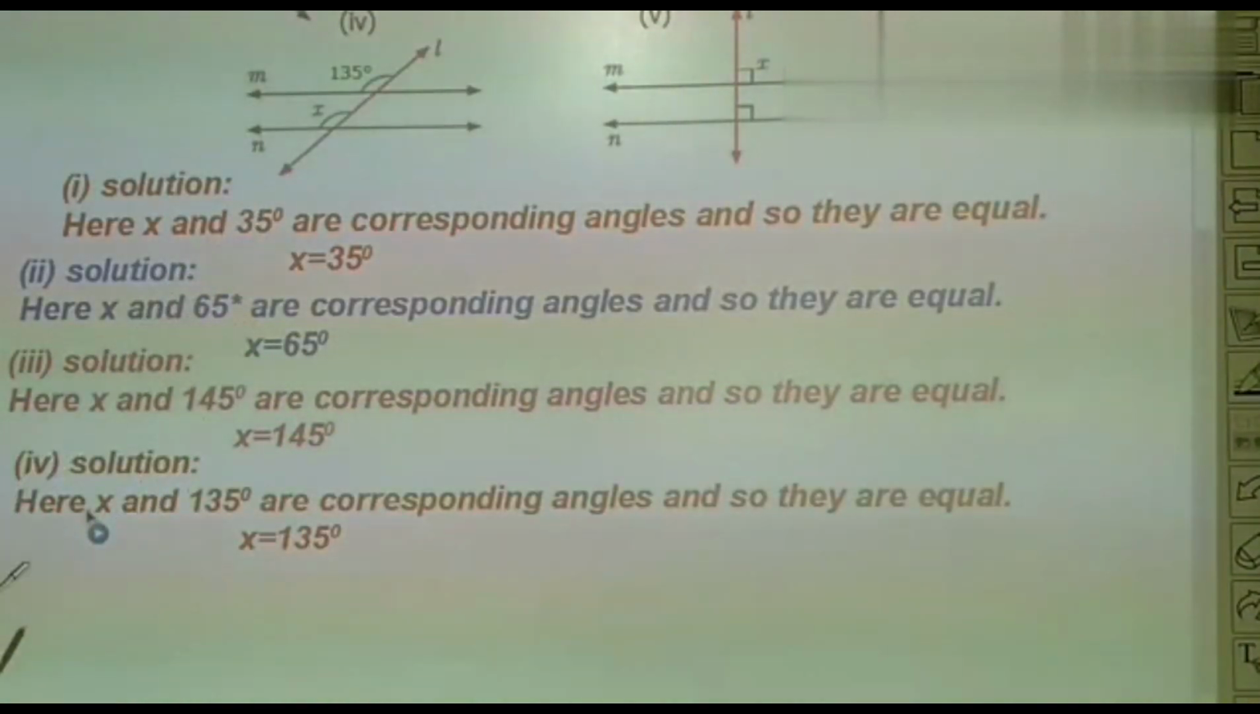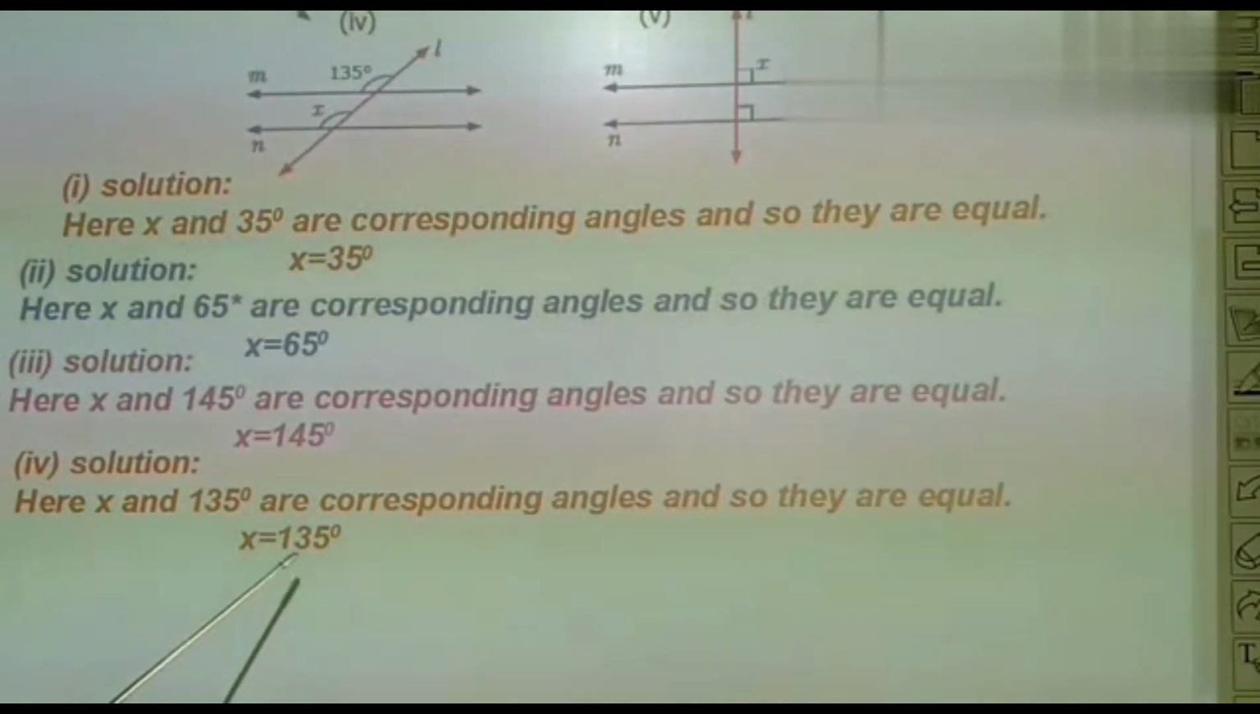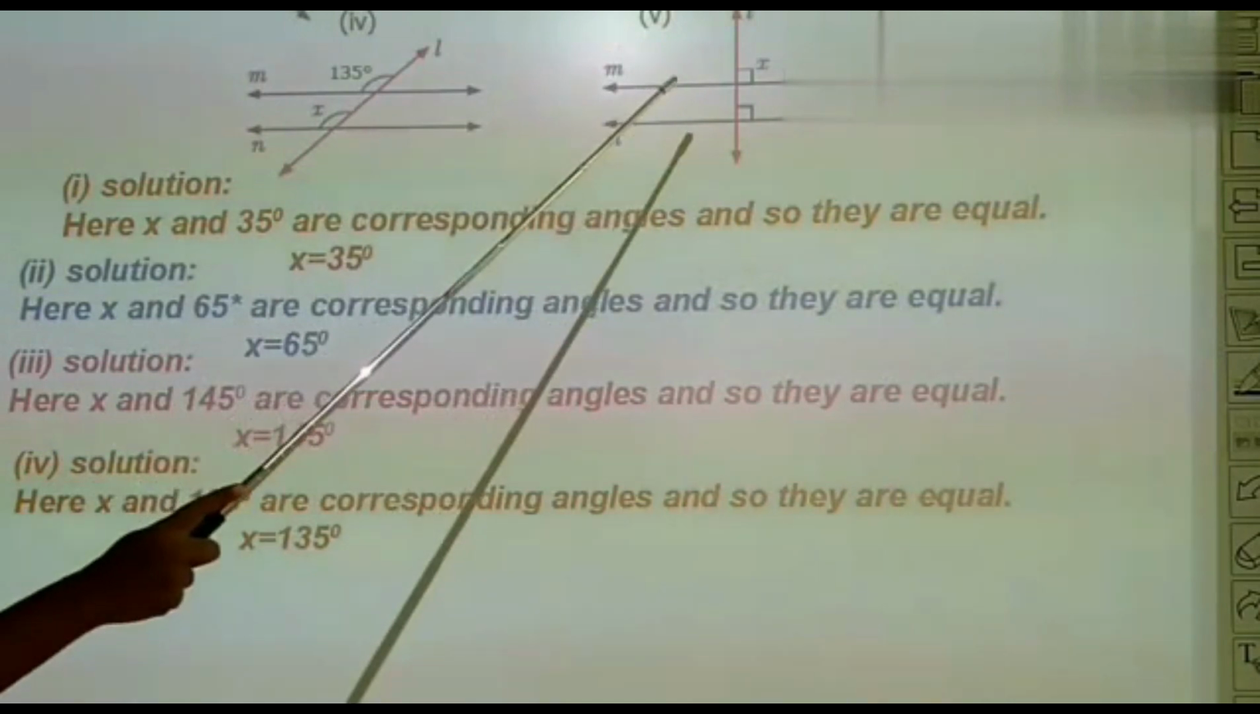Let's see the solution for the fourth one, children. Here also the same, x and 135 degree are corresponding angles, and so they are equal. So x is equal to 135 degree. Shall we go for the next option, children?